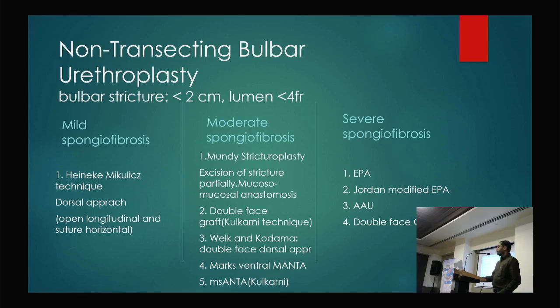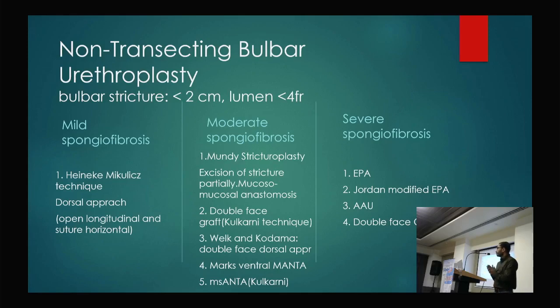Recently, many papers and many modifications are coming on strictures less than 2 centimeters with a narrow lumen. Many people are suggesting different modifications. For this, a non-transecting bulbar urethroplasty with dorsal dissection is indicated, where you open the spongiosum dorsally and then assess the stricture.